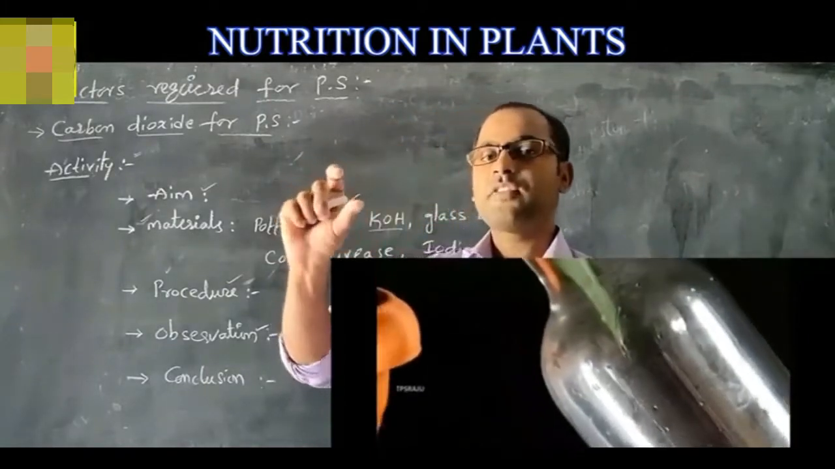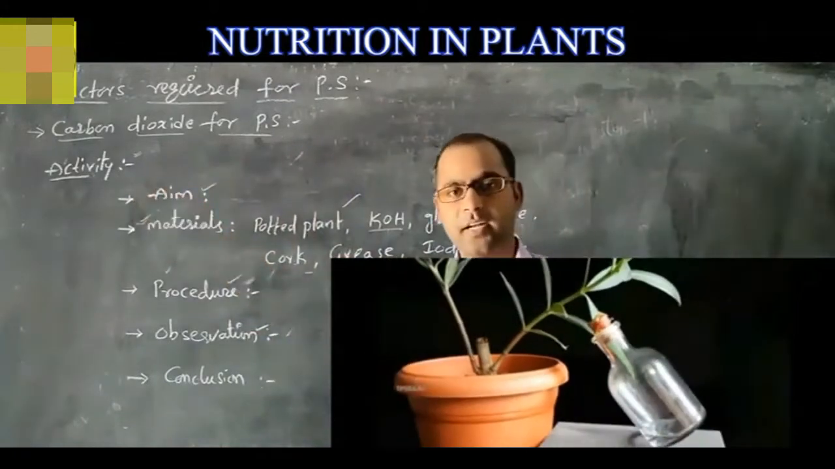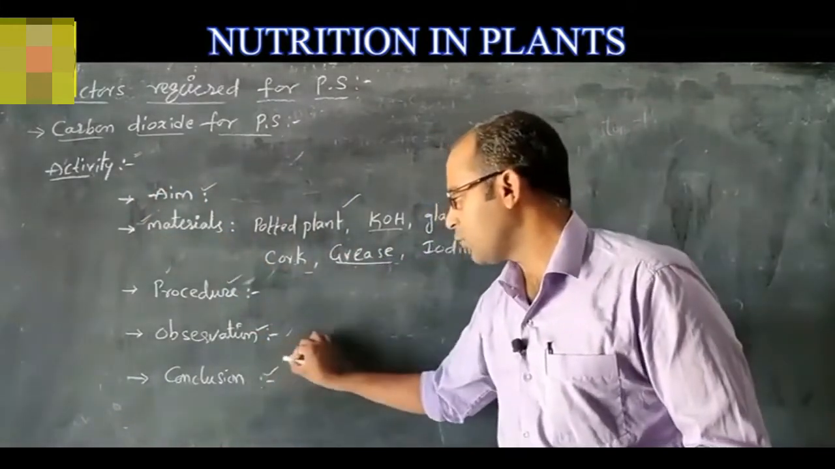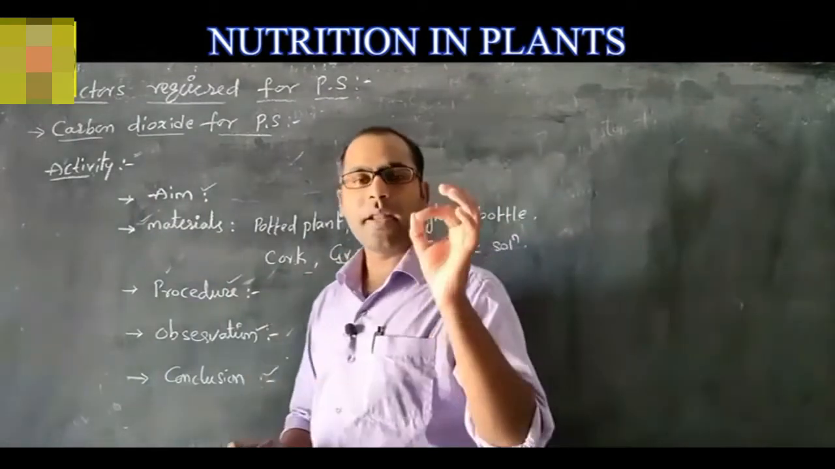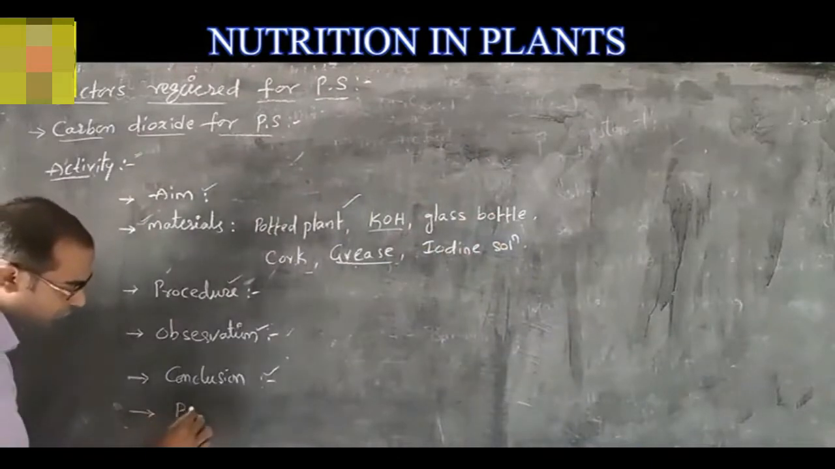And the part of the leaf which is present outside the bottle is exposed to atmospheric carbon dioxide, so there photosynthesis takes place. So what can we conclude here? Carbon dioxide is necessary for photosynthesis. Then what are the precautions?